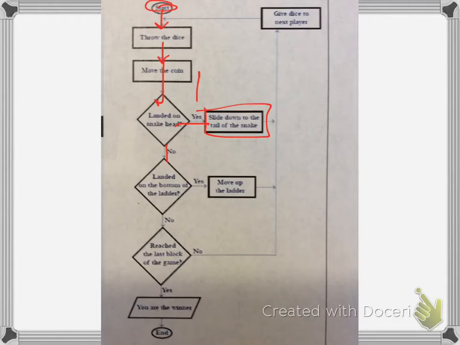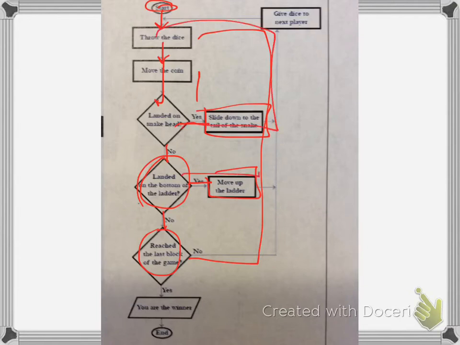If the answer is no, then did you land on the bottom of the ladder? If you landed on the bottom of the ladder, then yes, move up the ladder. If no, did you reach the last block of the game? If the answer is no, then you go do it all again. So looking at this, can you tell what this is trying to help us do?